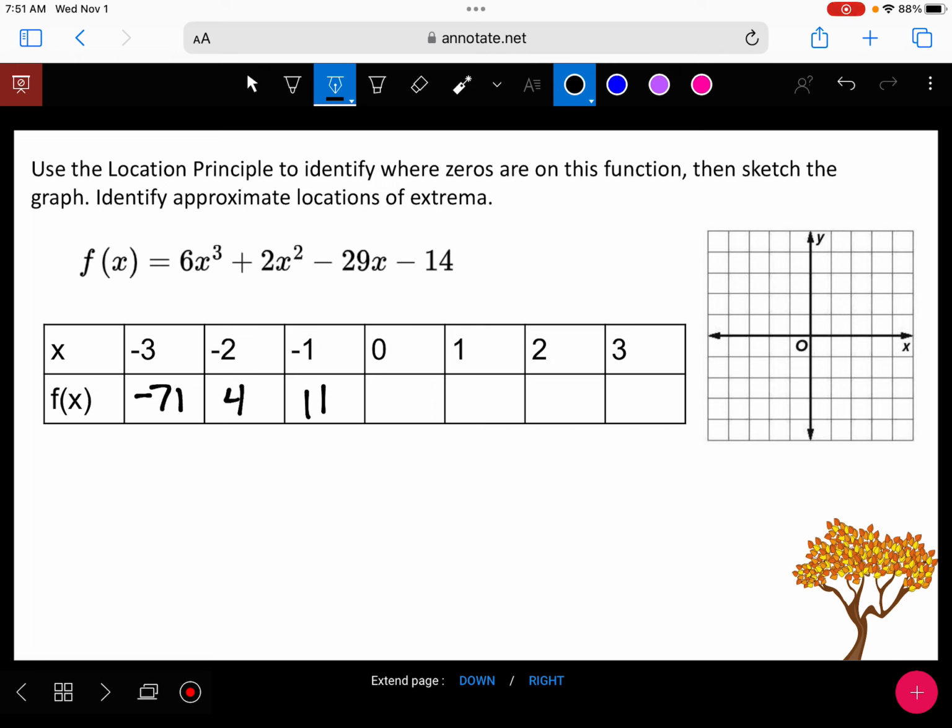Our 0, this one's the one that you can kind of eyeball because 0 cubed is 0 and 6 times 0 is 0. 0 squared is 0 times 2 is 0. 0 times 29 is 0, and all we have left is -14. You can also type it into your calculator.